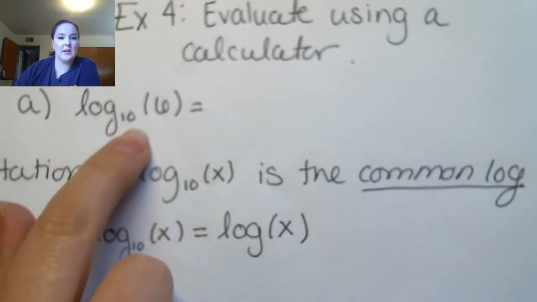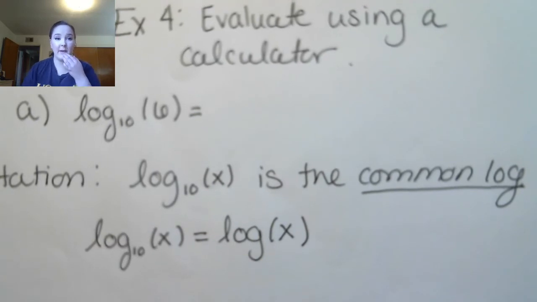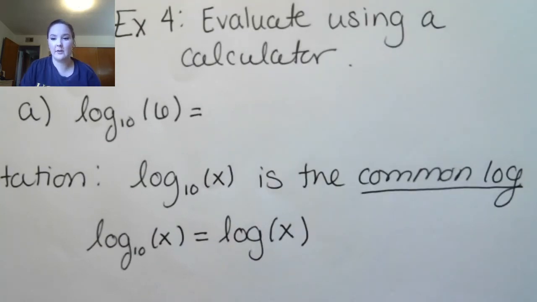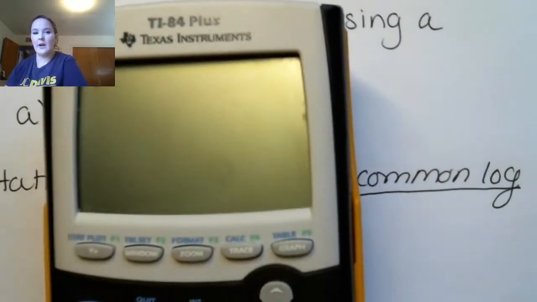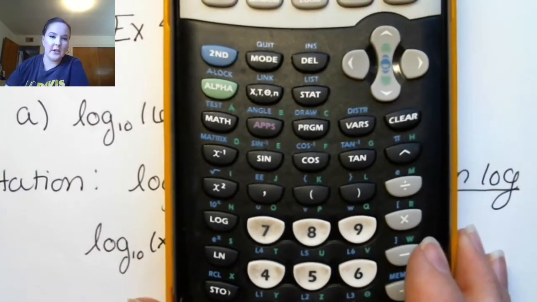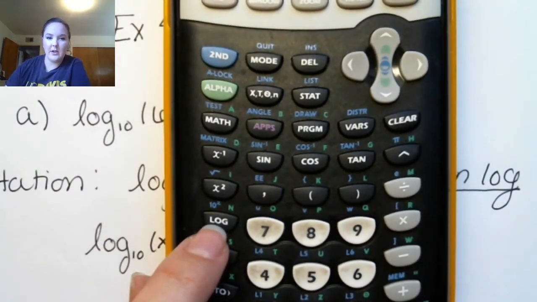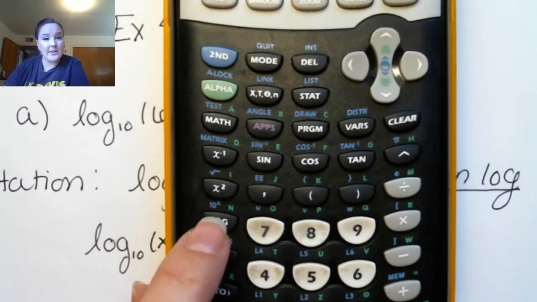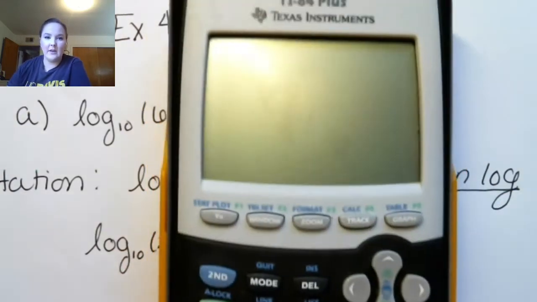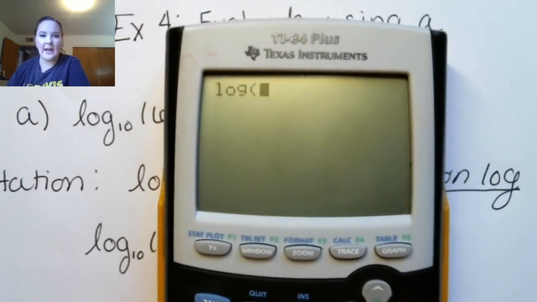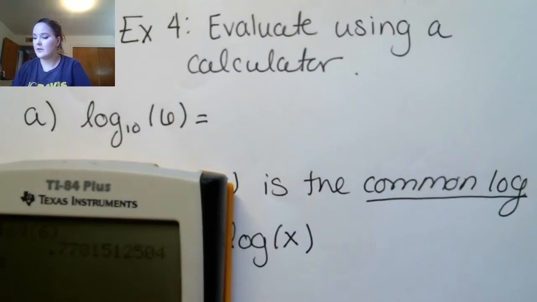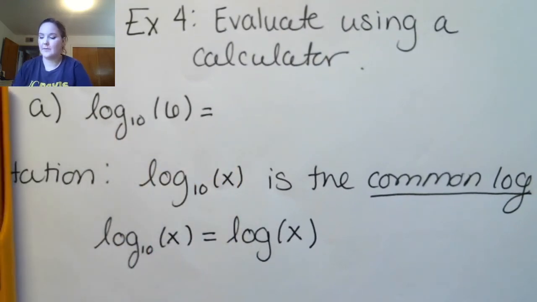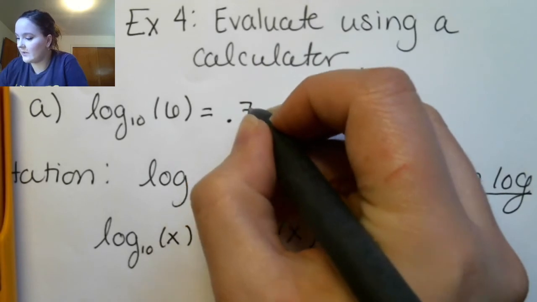We're going to say log base 10 of 6, and we're going to show this on the calculator. If you look at the buttons on the calculator, you can see that here's the one that says log, and remember, this is the one that means log base 10. So I'm going to go ahead and hit that. That gives me log, and then I'm just going to put 6. And there's my answer. I got 0.778.